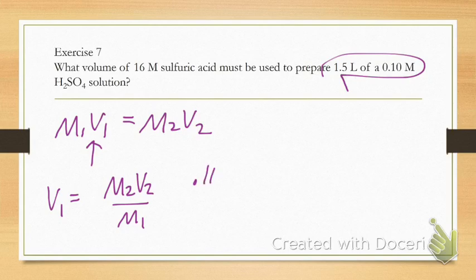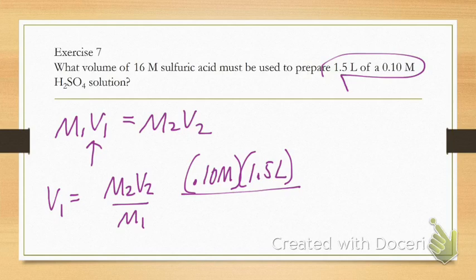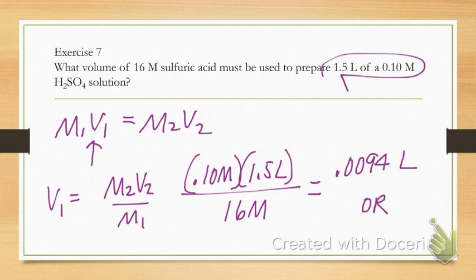So 0.1 molar, 1.5 liter over 16 molar. That's going to give me 0.0094 liters or 9.4 milliliters. Mostly I would put that back into milliliters because all my glassware is usually in milliliters.